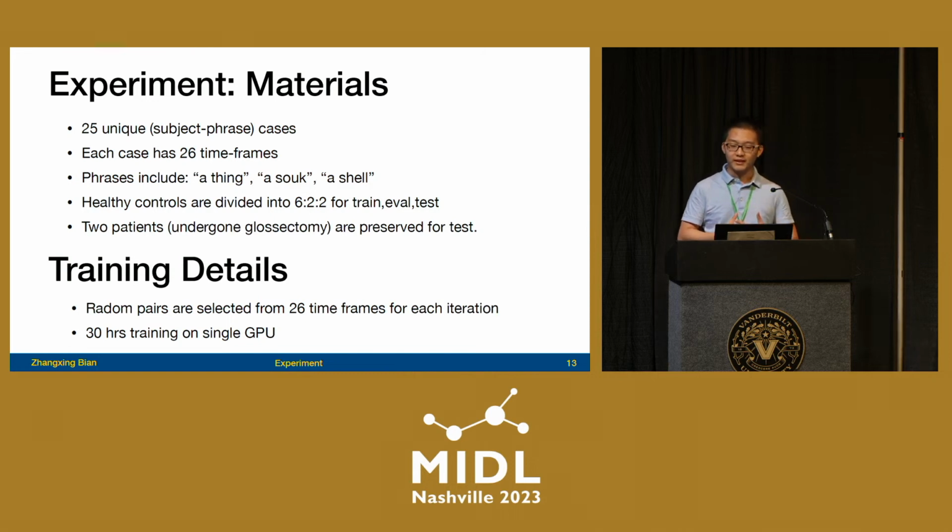So here are some details on the data we use. We have 25 Tagged-MRI datasets, and each case has 26 time frames. People speak "a Xing, a Shao, a Zhuo" repeatedly until the acquisition finished. Interestingly, we have 2 patients who have undergone glossectomy, which are considered pathological cases. Part of their tongue was removed in surgery due to cancer, and those cases are only preserved for testing.